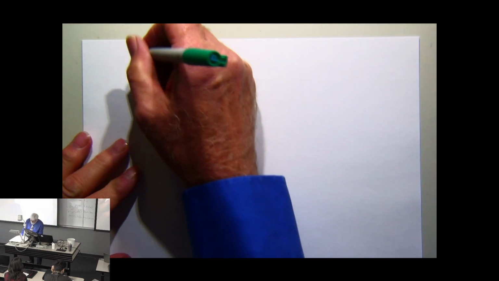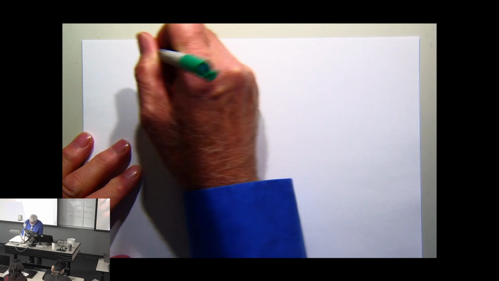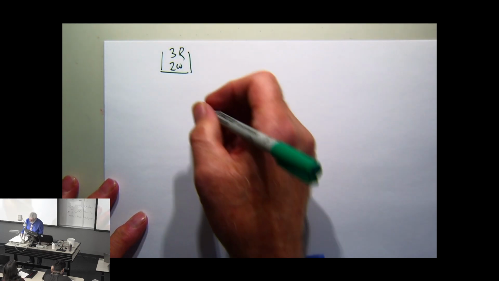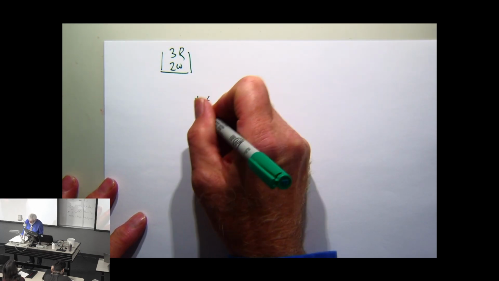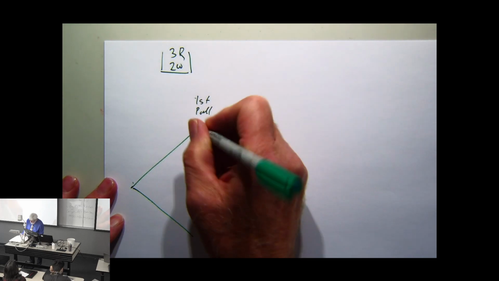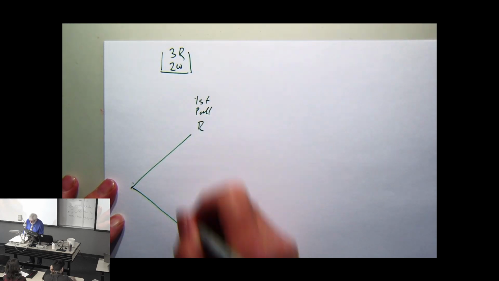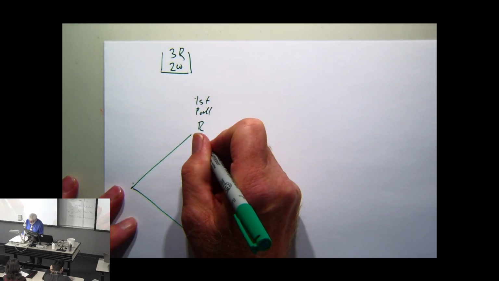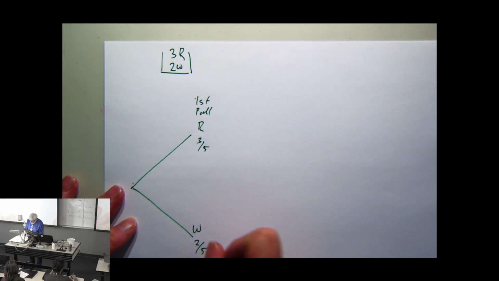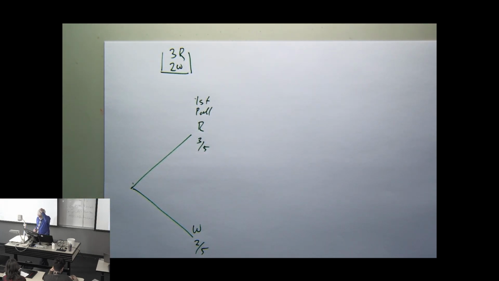Okay, we started off with 3 red. And then I did my first pull. And I said I either get a red or a white. No problems. What's so difficult about this? 3 fifths for a red, 2 fifths for a white.